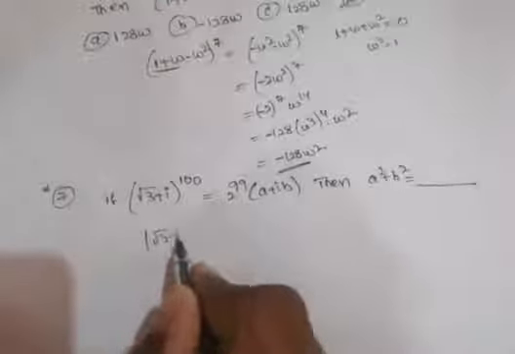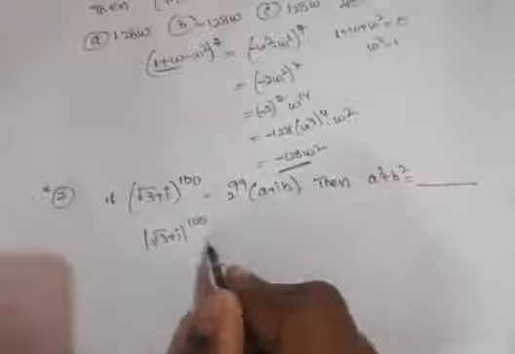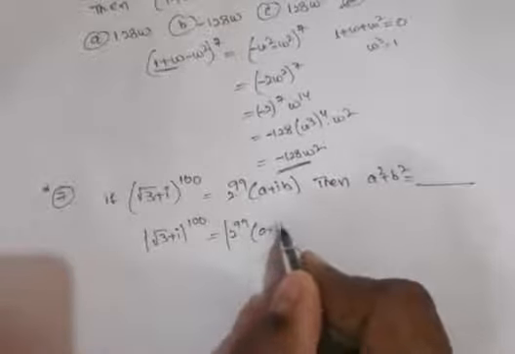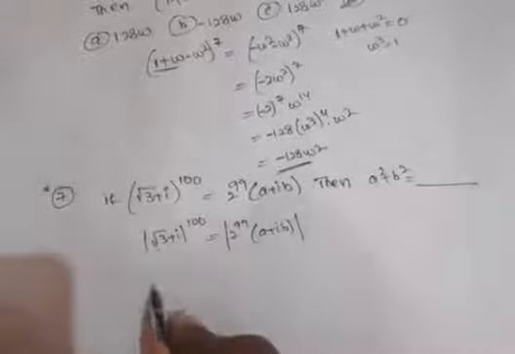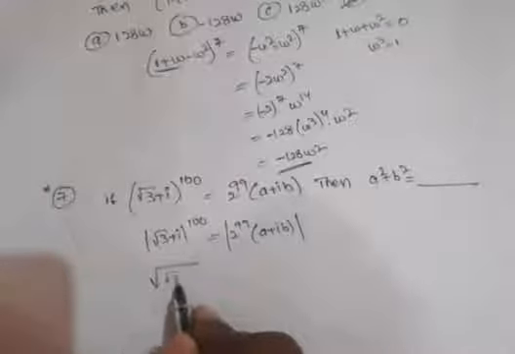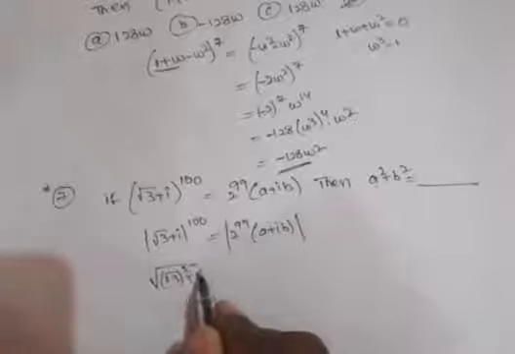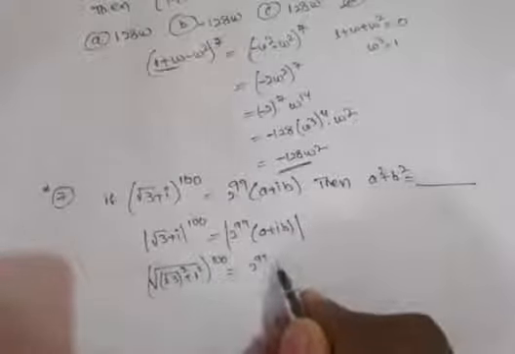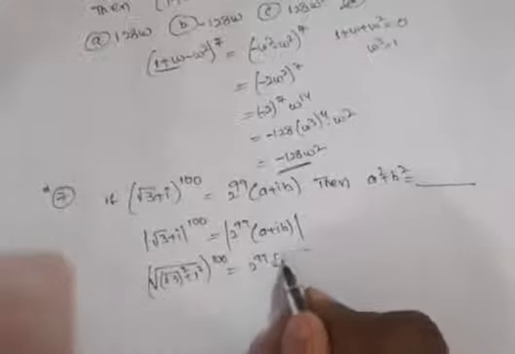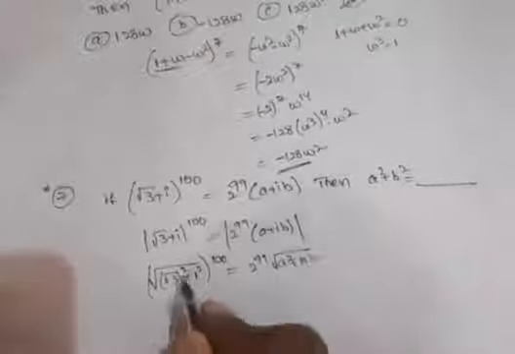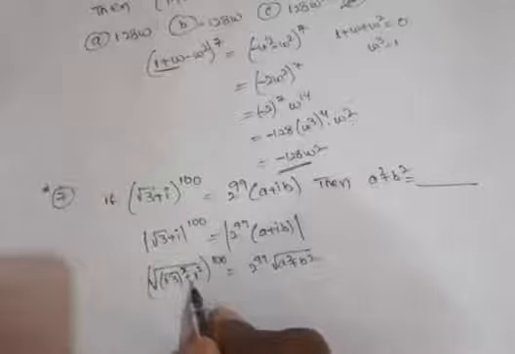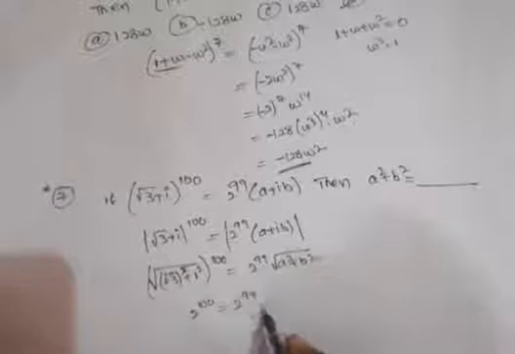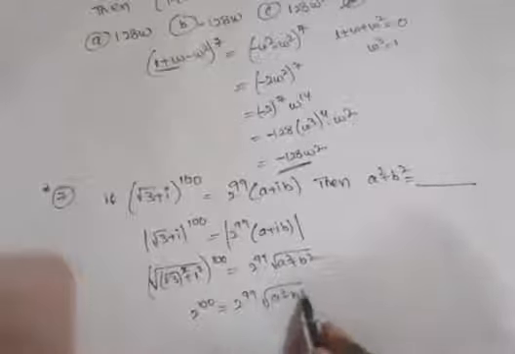Mod of root 3 plus i whole to the power of 100 is equal to 2 power 99 mod of a plus ib. So finding the mod: under root of root 3 whole square plus 1 square, whole to the power of 100, is equal to 2 power 99 into under root of a square plus b square. Square root cut, here 4 means 2 square, 2 power 100 is equal to 2 power 99 into under root of a square plus b square.